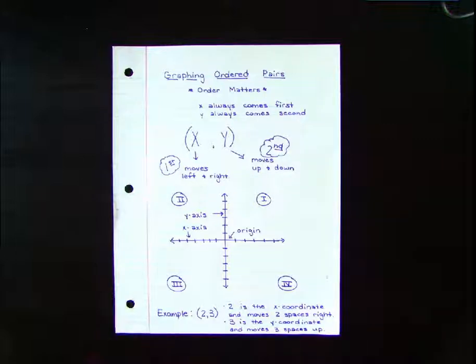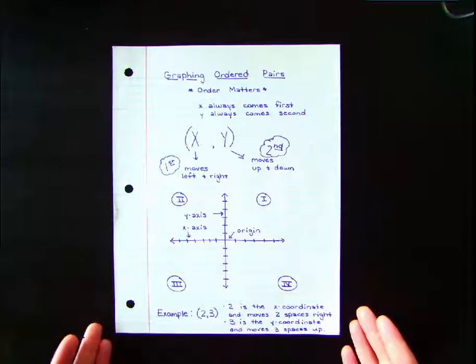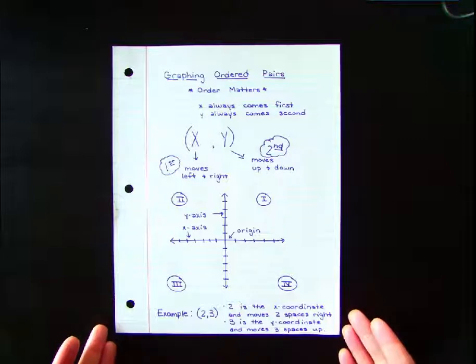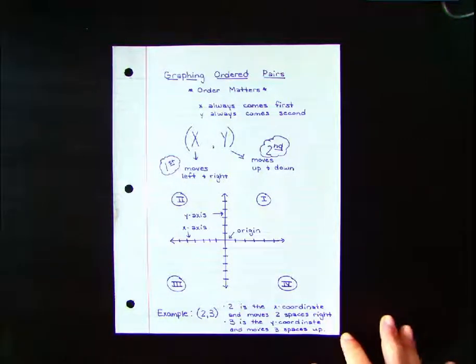Okay, so before you guys move into the lesson, I want you to go ahead and pause the video and draw yourself a little notebook chart that looks like this. Okay, that way you'll be able to keep this as reference in your math binder.